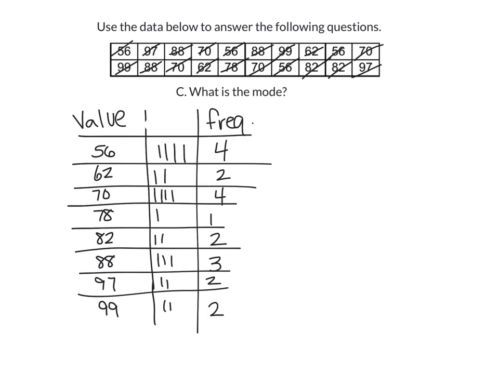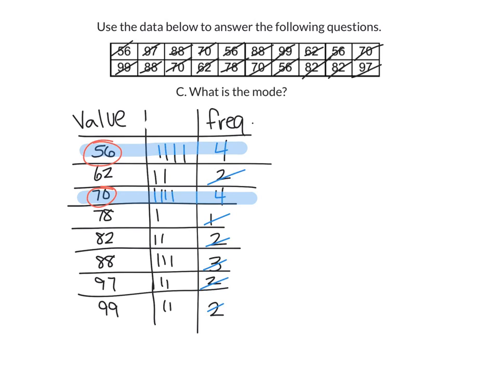Like we said before, the mode is the value that occurs the most often. So I want to identify the value with the highest frequency. If we look here, 56 has a frequency of 4, but 70 also has a frequency of 4. And 4 is larger than any other frequency on this chart. But 70 and 56 both occur 4 times, which is the highest frequency in the table.